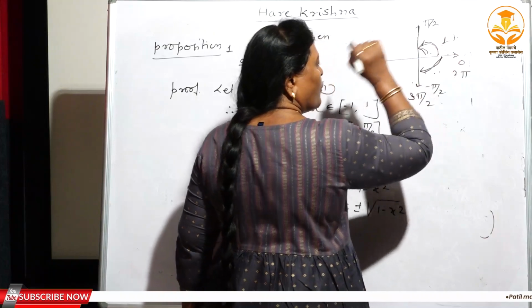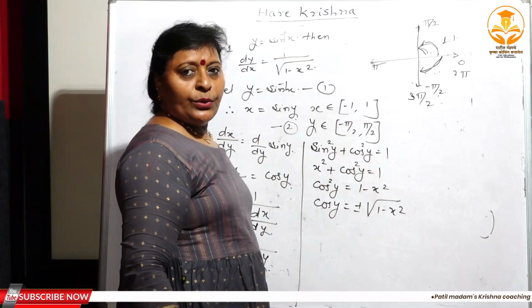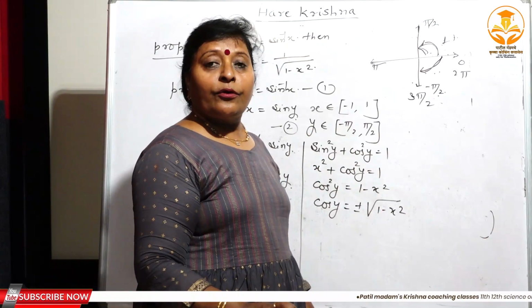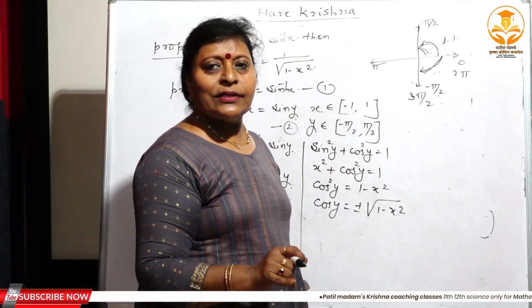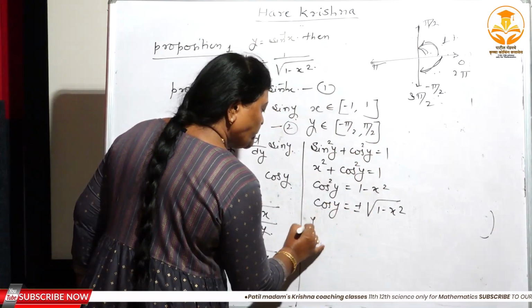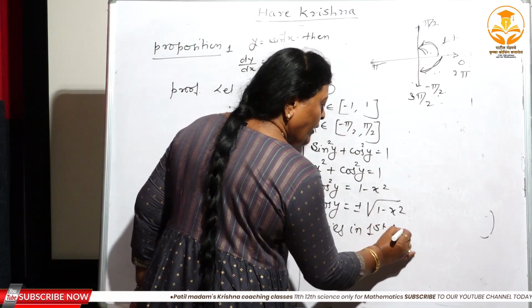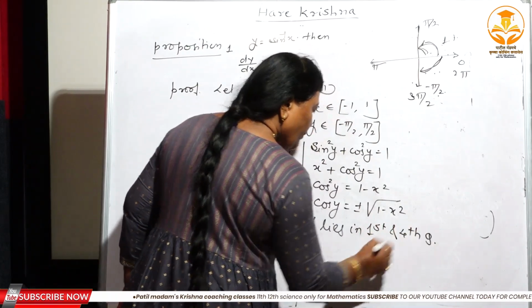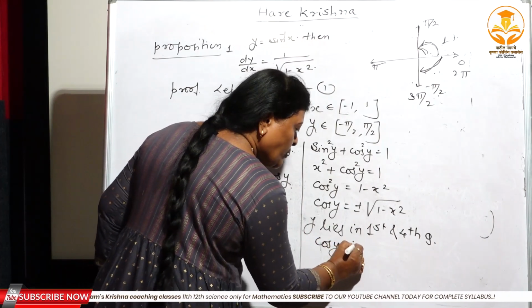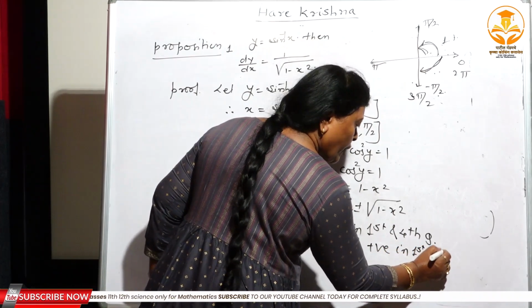That is the first and the fourth quadrant. And in the first and fourth quadrant, the cos is always positive. In the first quadrant, all the ratios are positive. And in the fourth quadrant, the cos and sec ratio, that is the cos x and sec x, are positive, isn't it? Therefore, since y lies in first and fourth quadrant, cos y is positive in first and the fourth quadrant.